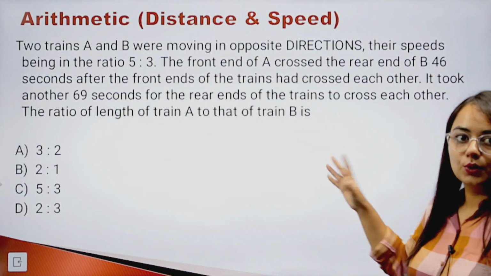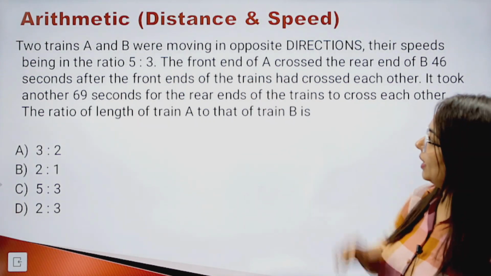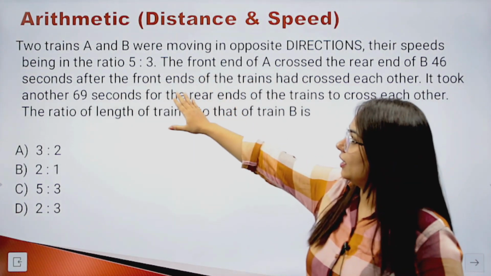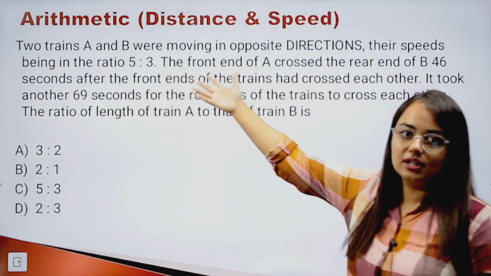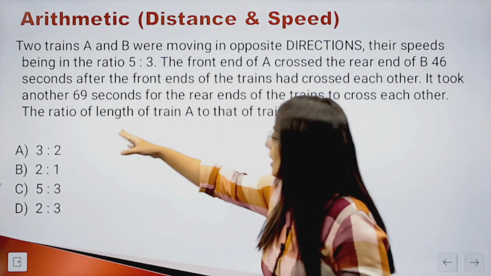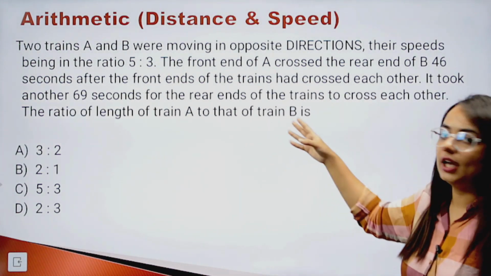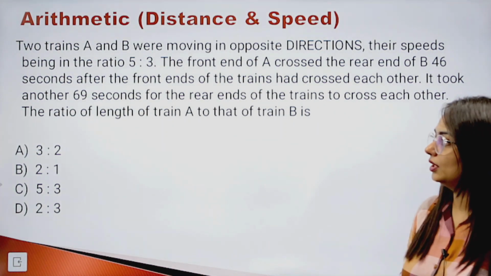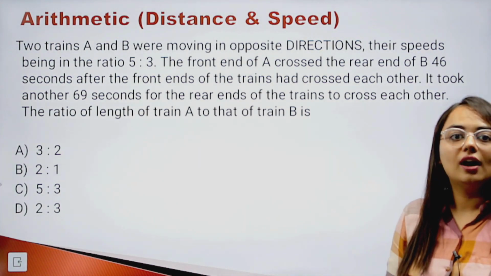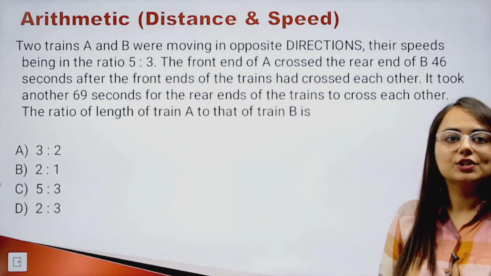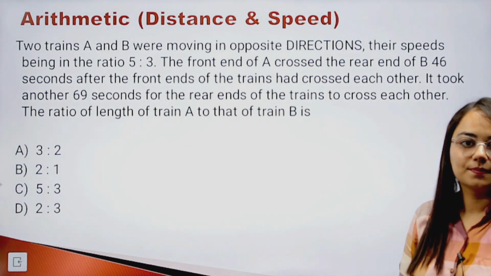The first question that you have before you is a question of arithmetic based on distance and speed. So here a speed ratio of 2 trains A and B is given, and you have to find the ratio of the lengths of the A and B trains. You can have a look at this question and analyze what are the types of questions that can come from arithmetic, and specifically questions based on distance and speed.